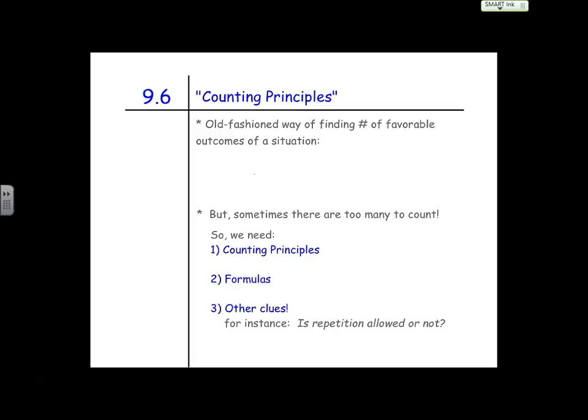So for instance, without knowing any of the weather reports or looking outside today, how many different ways could it have rained this week? This school week, we'll just say Monday through Friday. How many different ways could it have rained? A lot more than 5 though.